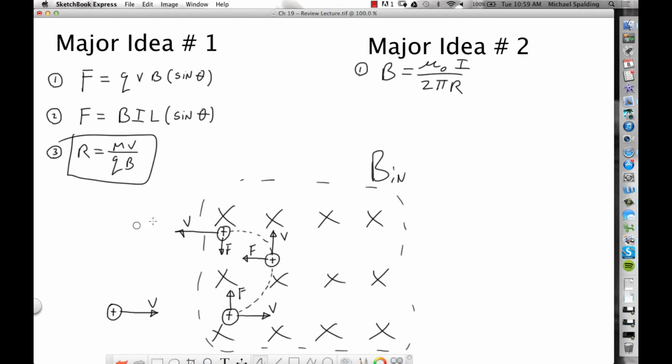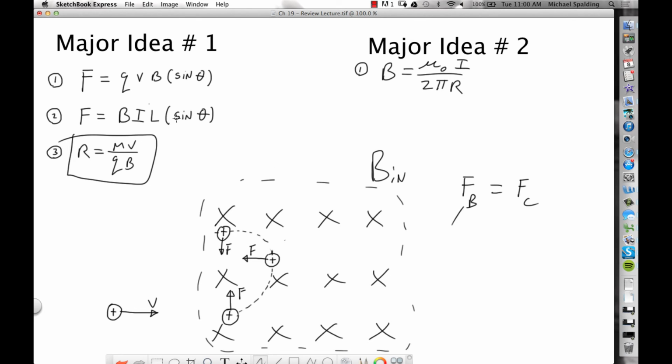Now I'm going to erase all the velocity vectors. Let's just get rid of velocities and look at the force. What do you notice about the force? It points to the center of a circle, right? So the idea here is the force of the magnetic field, FB, is acting as a centripetal force.